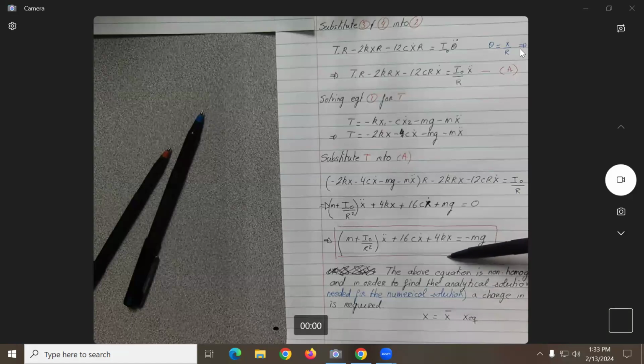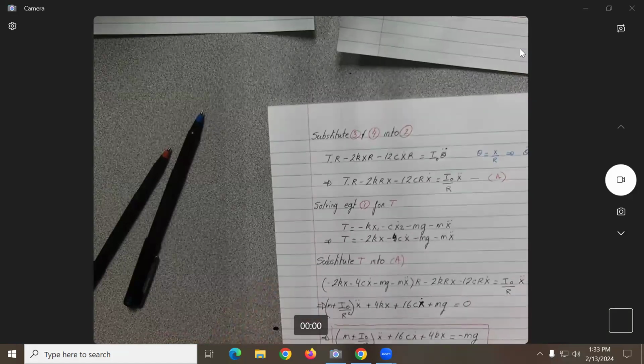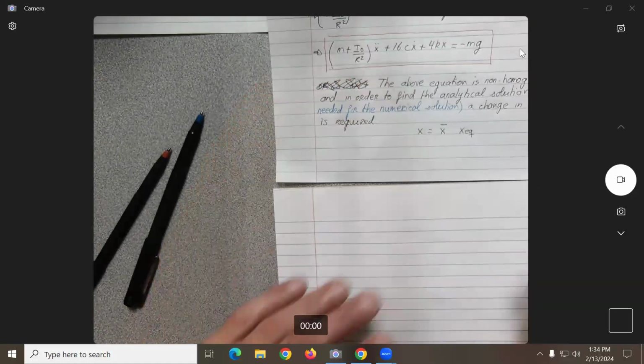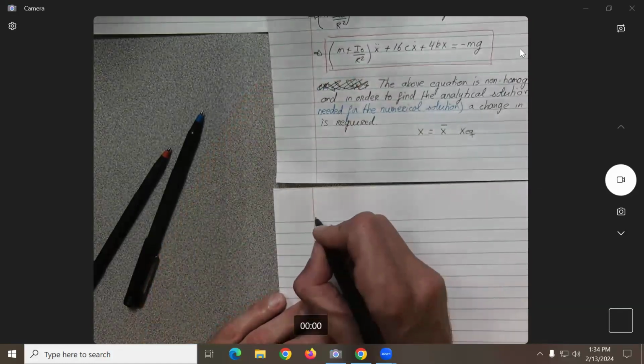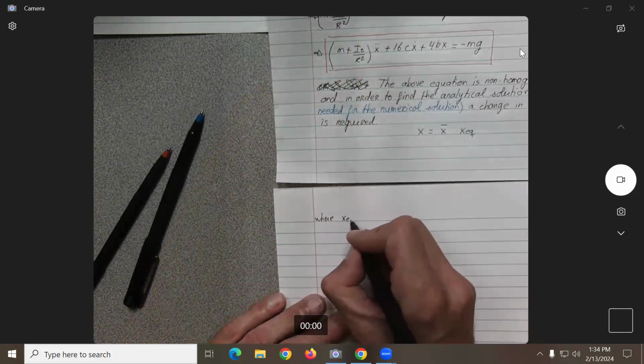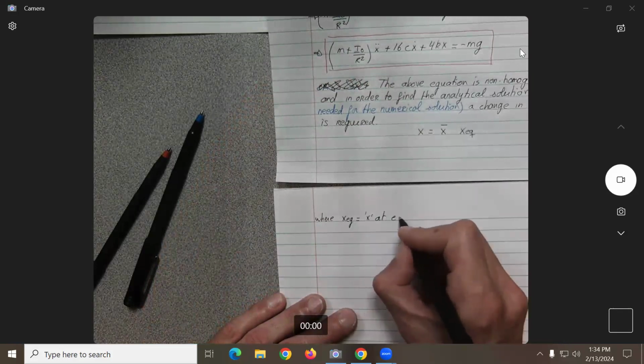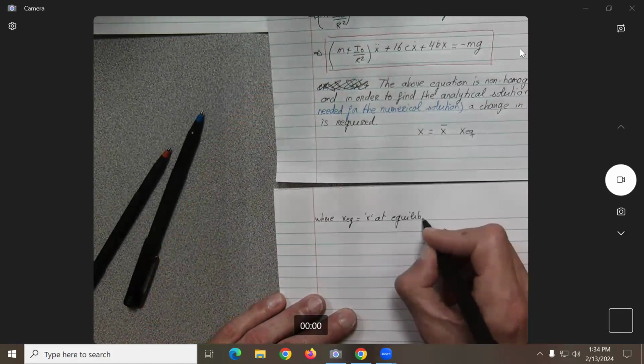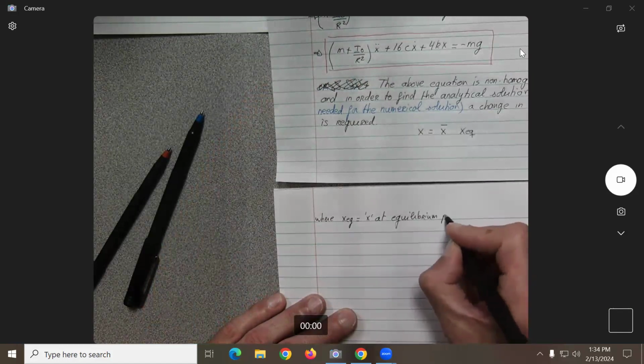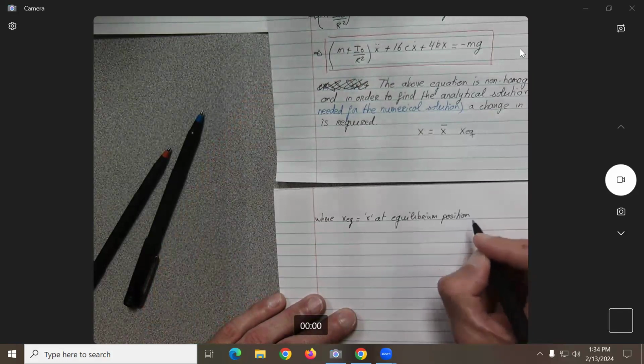Okay, let me look at something here. Okay, it doesn't matter how we define it. Don't put any sign over here, okay? I will do it now. Okay, x where x EQ is x at equilibrium position.